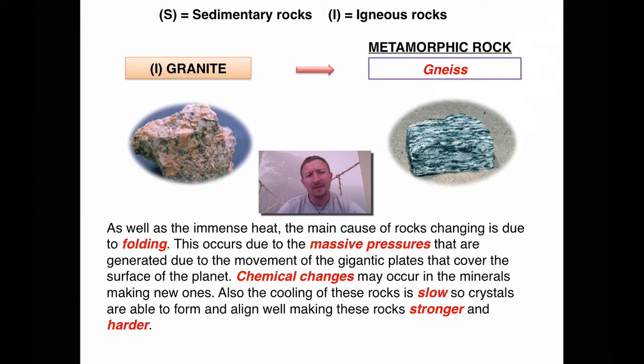But the main thing that you need to understand about metamorphic rock is that you've got huge amounts of heat, huge amounts of pressure from the weight above it, or due to folding, and as a result it produces big crystals because it's slow cooling and it's incredibly hard.